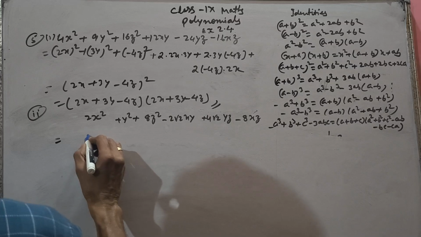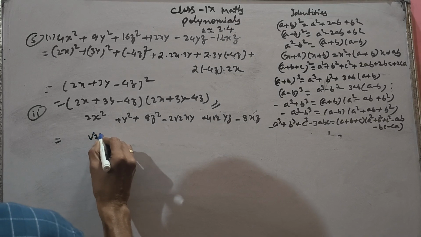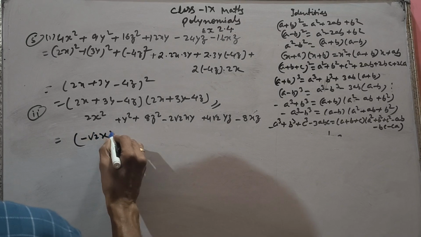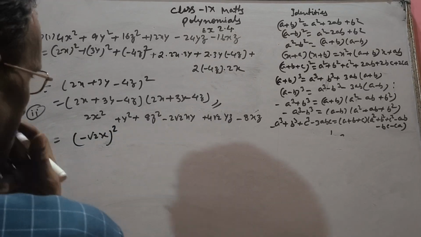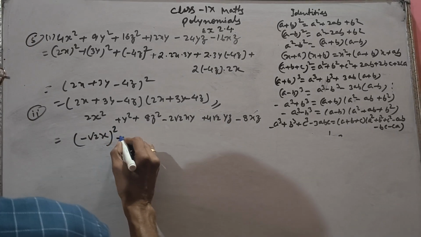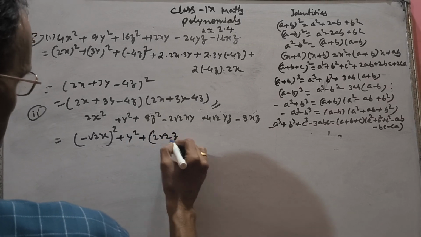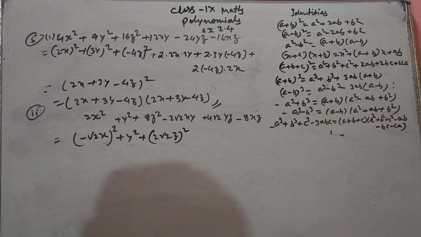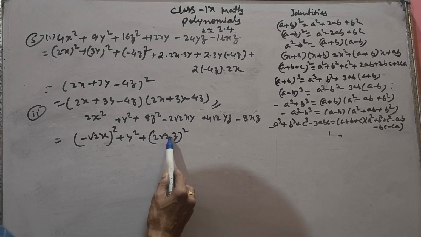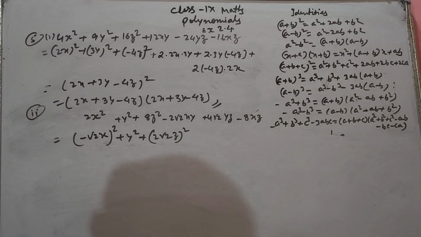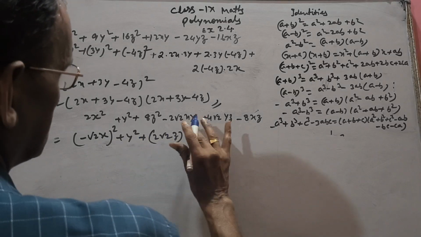So this is what whole square? Root 2x and minus, write down to cope with this negative sign. Okay, this is A, this is B, this is 2 root 2z whole square. Understood this? 2 squared is 4, root 2 squared is 2, so 4 times 2 is 8. This is A, B, C. You need not see here.